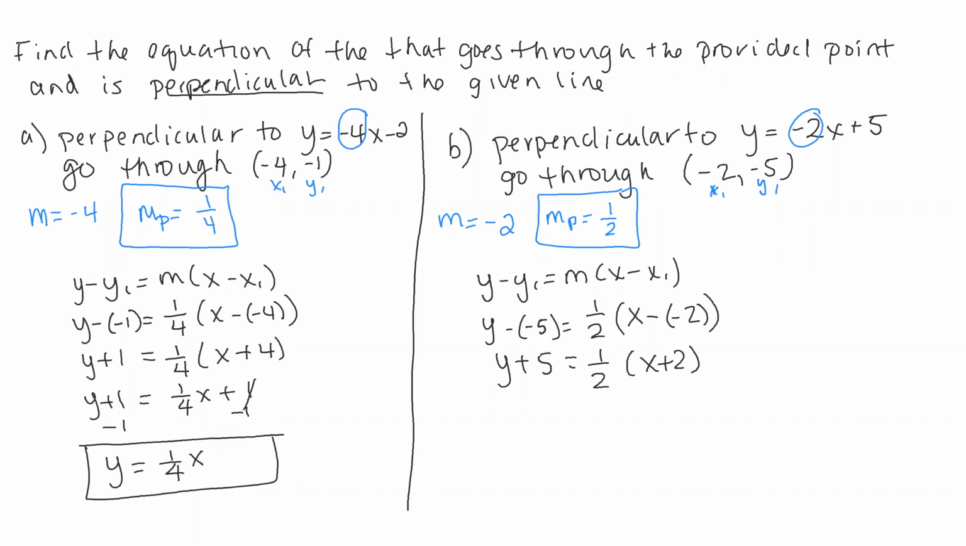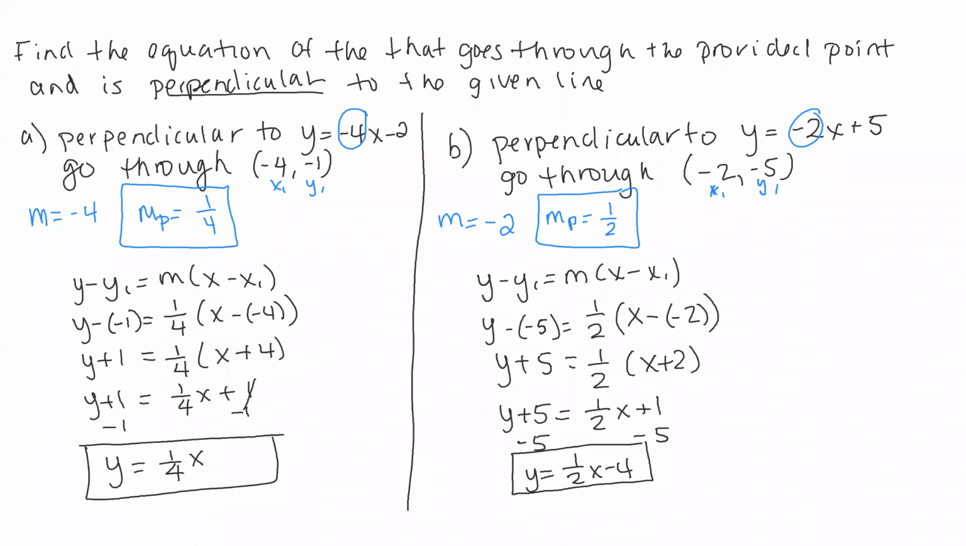And then I'm going to distribute 1/2 through the parentheses. I get y plus 5 equals 1/2 x. And then what is half of 2? Well, it's just 1. And since 1/2 is positive and 2 is positive, we're going to get positive 1. And then the last thing I need to do is just solve for y. So I'm going to subtract 5. And I end up with y equals 1/2 x minus 4. And that's it. So y equals 1/2 x minus 4 is the equation of the line that goes through the point -2, -5, and is also perpendicular to y equals -2x plus 5.